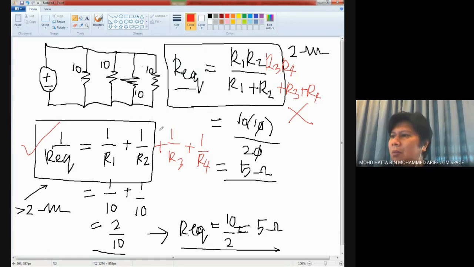If you have more than two resistors, what you need to do is either use this equation, or if you are still happy using this equation, try to combine these resistors first, 10 and 10. For example here, I try to combine these two resistors.